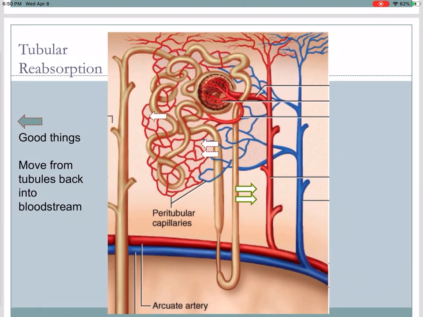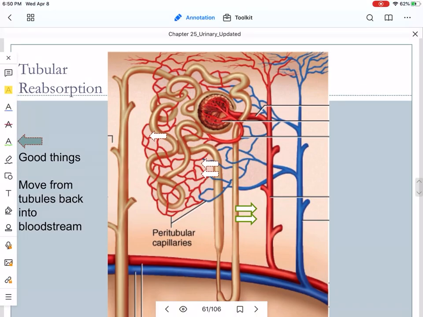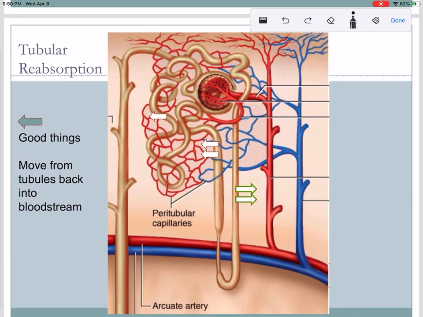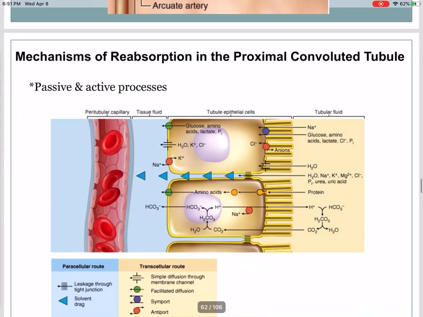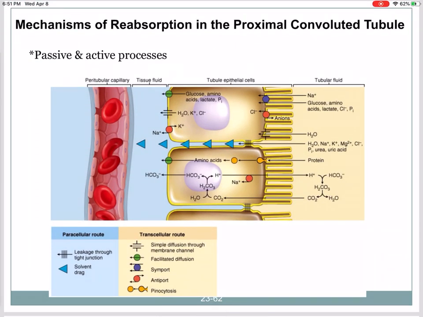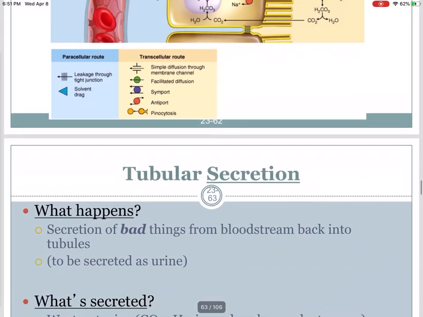So on the PowerPoint, if you have the PowerPoint, I think this is animated, or I know the ones later are. But again, it's important to know for tubular reabsorption that we're moving good things, what the body can use, and make sure you know the direction. We are moving from the tubules back into the bloodstream. From the tubules back into the bloodstream. Okay? Good. And here's an example of some mechanisms. You don't have to know them. I mentioned some of them, but you don't have to know them.